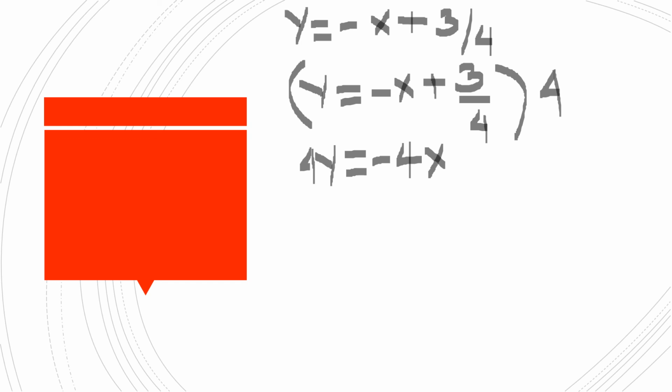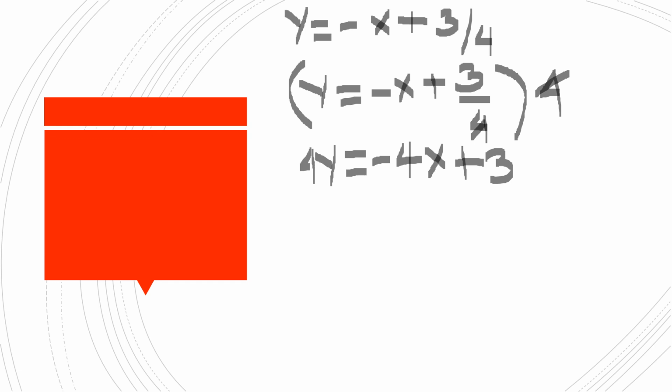Okay? Then, 4 times 3/4, we can cancel the 4. The 4 and 4 cancel, what remains is 3. So, cancel 4 by 4. What remains is positive 3. Or we can do 3 times 4 is 12 divided by 4 is 3. Still the same answer. So, the answer is 3. We now have 4y equals negative 4x plus 3.